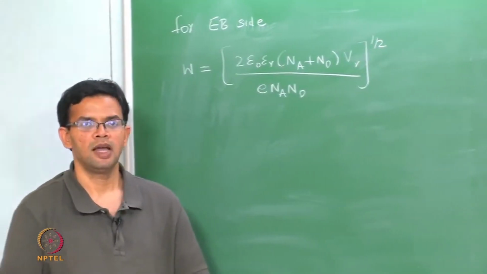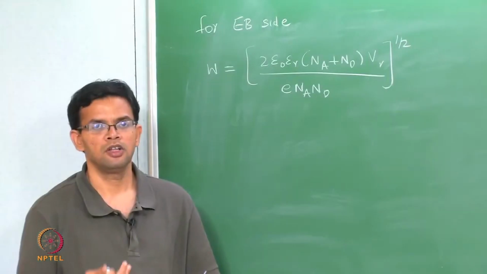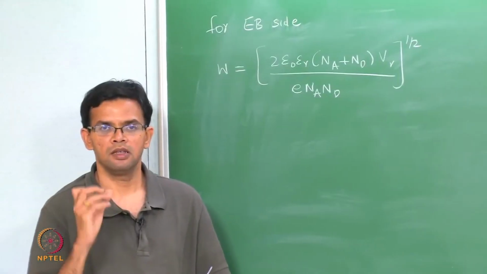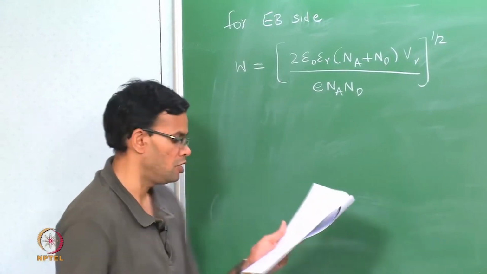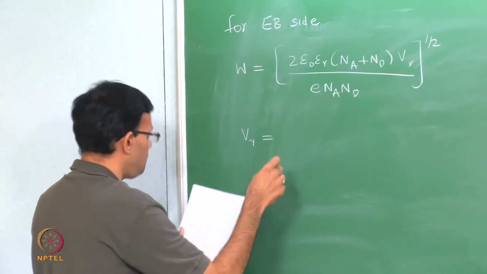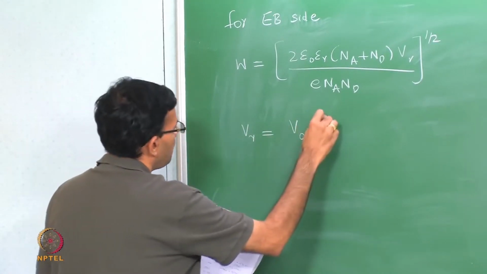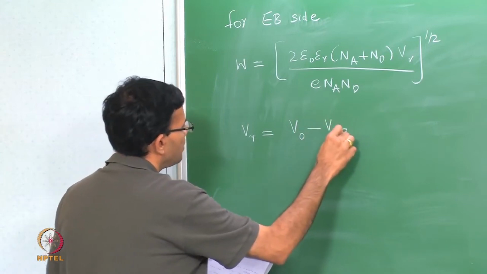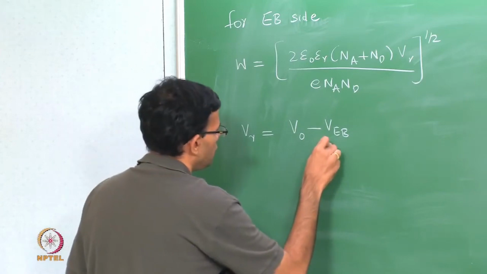For the base and the collector region, we said that it is reverse biased. So, that VR is nothing but the reverse bias potential plus the built in potential V naught. Now, we have VR to be equal to the built in potential V naught minus VEB, and VEB is given as 0.6 volts.